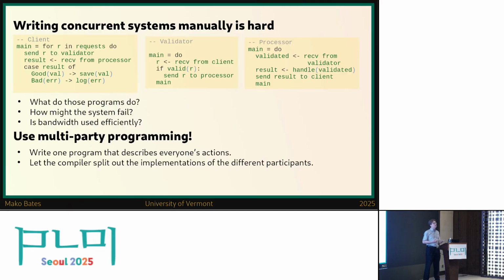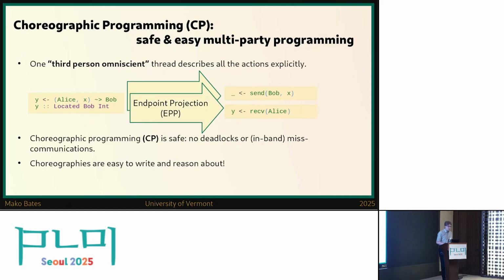So writing systems of concurrently executing programs is hard. We've got 3 small programs up here that are designed to run simultaneously and in communication with each other. And we need to ask questions like, what does this system of programs do? How might it fail? Does it do what it does efficiently? We can make reasoning about systems like this easier for ourselves by instead writing just one program that describes everybody's behavior simultaneously. That's the idea of multi-party programming, the particular flavor of which that we're talking about today is choreographic programming. In choreographic programming, you write one protocol from a third-person omniscient perspective.